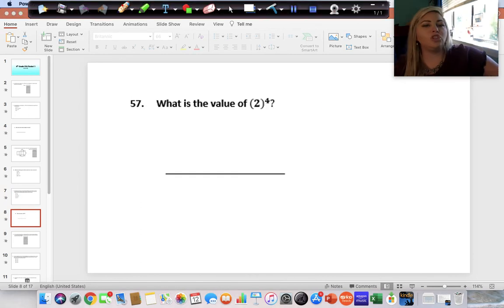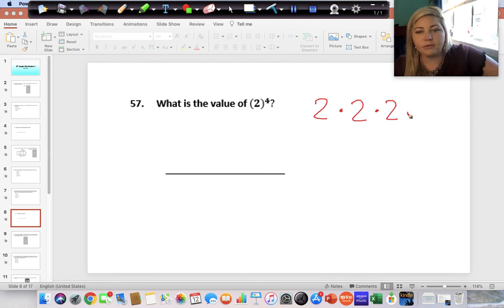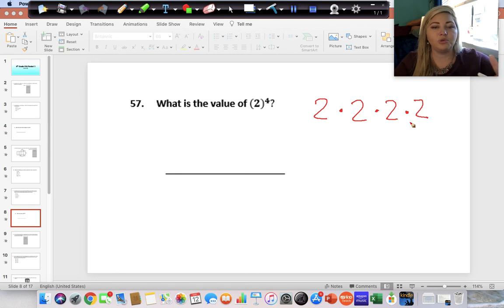What is the value of 2 to the 4th power? Well, we need to write 2 out 4 times. And this is not the same thing as 2 times 4. Please do not do that. Bad idea. Just write the 2 out 4 times and then do your multiplication.